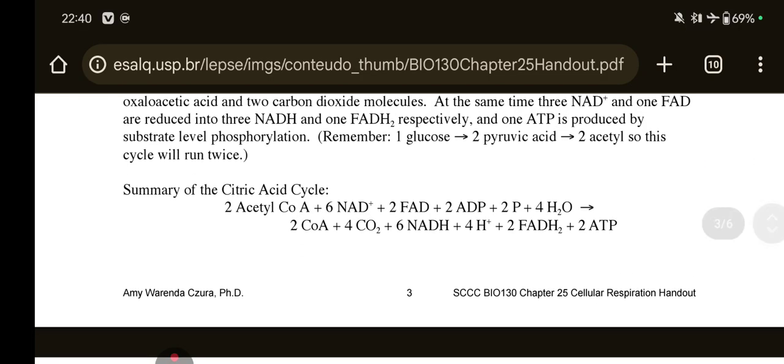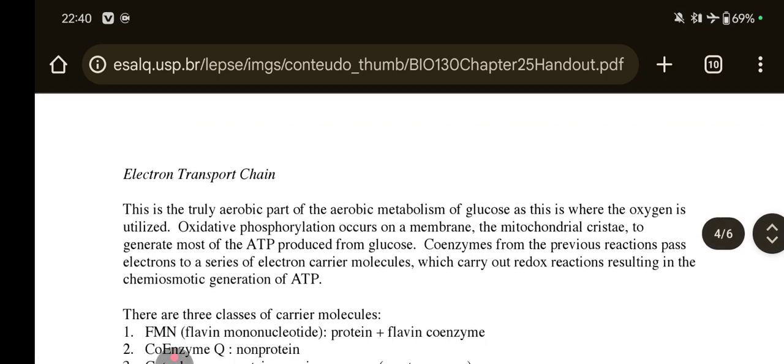Summary of citric acid cycle: 2 acetyl CoA plus 6 NAD+ plus 2 FAD plus 2 ADP plus 2 P plus 4 H2O gives 2 CoA plus 4 CO2 plus 6 NADH plus 4 H+ plus 2 FADH2 plus 2 ATP.